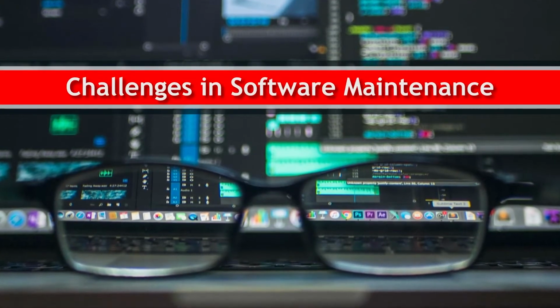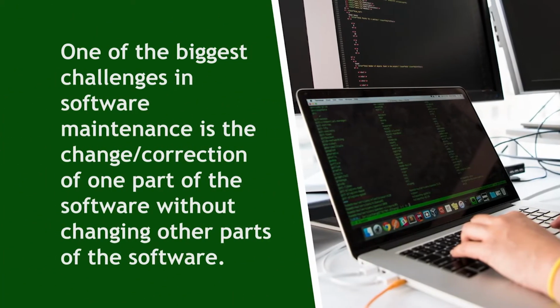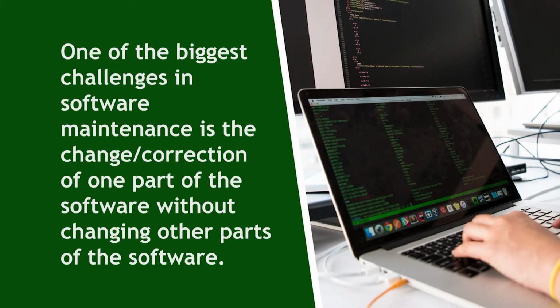Challenges in software maintenance. So there are several challenges we can speak about. One of the biggest challenges in software maintenance is change, or you can say correction of one part of software without changing other parts of the software. So this is a very dangerous challenge which should be addressed.